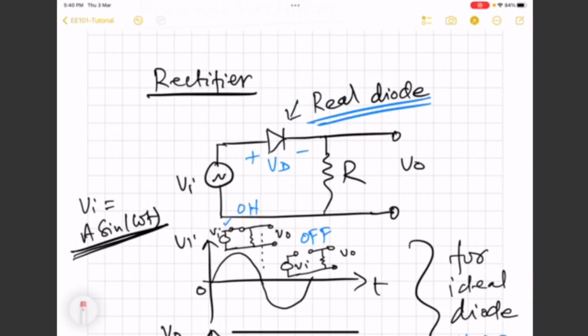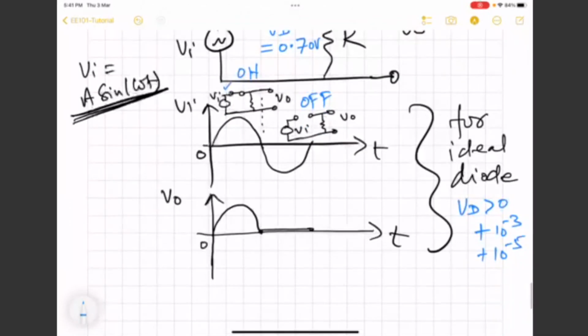It will not be 0. It will not be very small. It will typically be 0.65, or sometimes we say 0.7 volt if it is a silicon diode, right? So if we have a silicon diode in real life, the diode will switch on only if it experiences a voltage greater than 0.7 volt. And 0.7 volt means 700 millivolt.